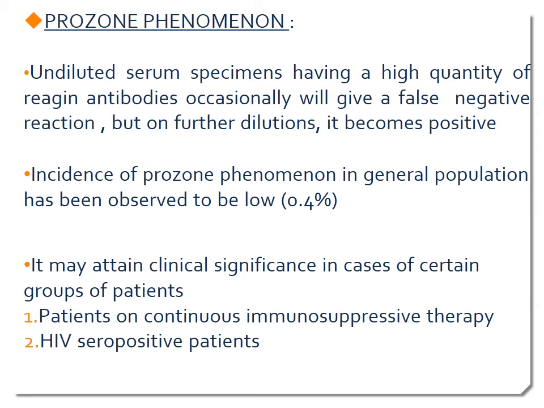Undiluted serum specimens having a high quantity of reagin antibodies occasionally will give a false negative reaction, but on further dilution it becomes positive. This is the prozone phenomenon. Incidence of prozone phenomenon in the general population has been observed to be low. It may attain clinical significance in certain groups of patients: patients on continuous immunosuppressive therapy and HIV seropositive patients.